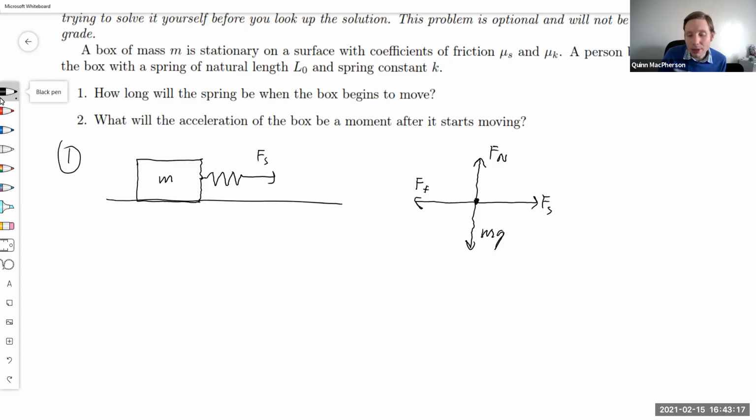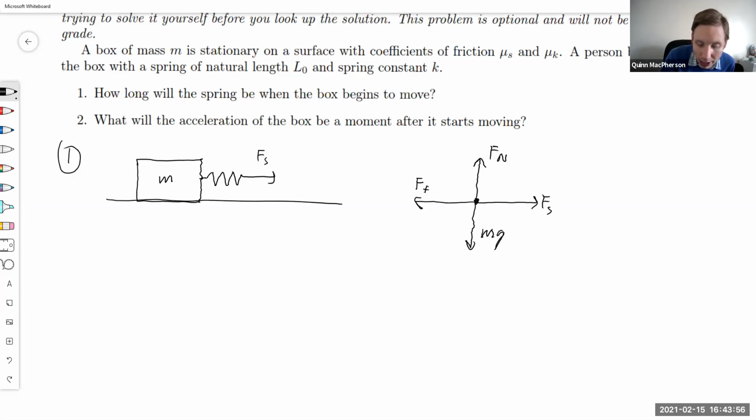So right when the box begins to move, so basically I stretch, and then it just starts to move, at that moment it doesn't have an acceleration yet. Force friction is just barely canceling out force spring, and it's the maximum possible that the force friction can exert. This is static friction because the box isn't sliding yet.